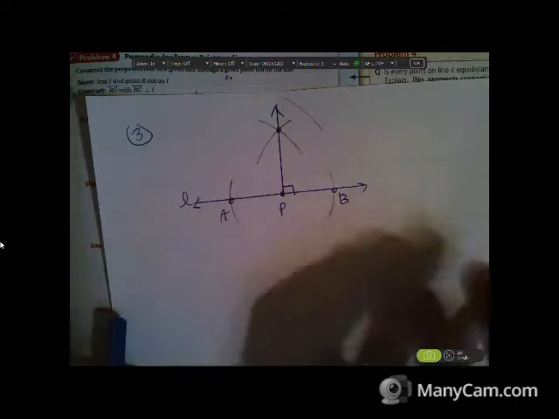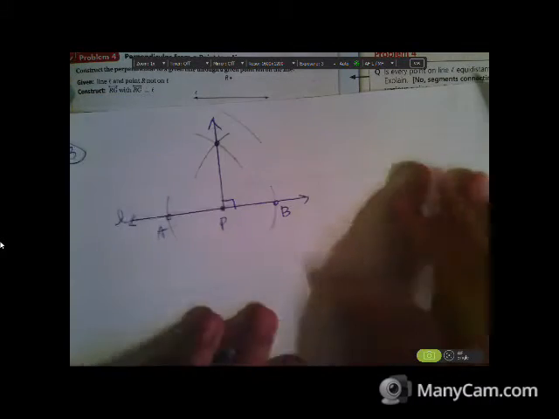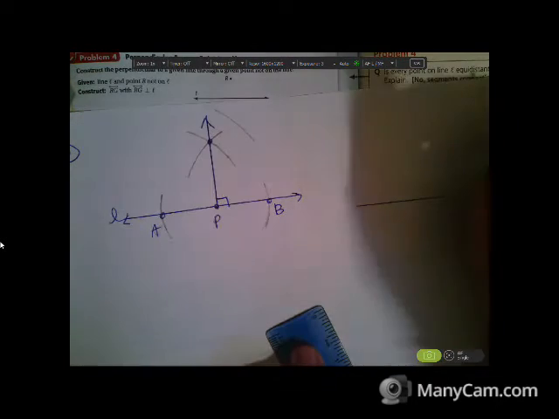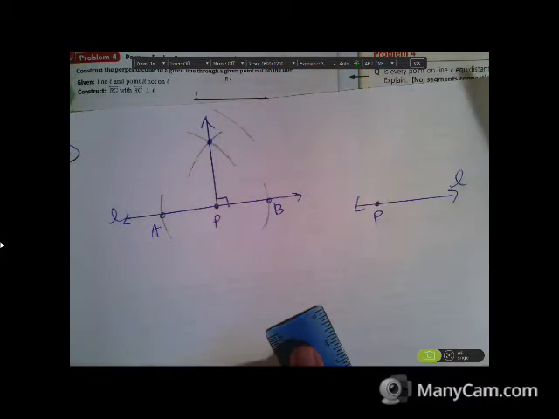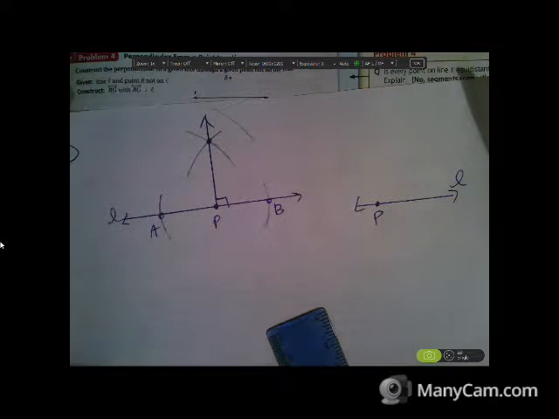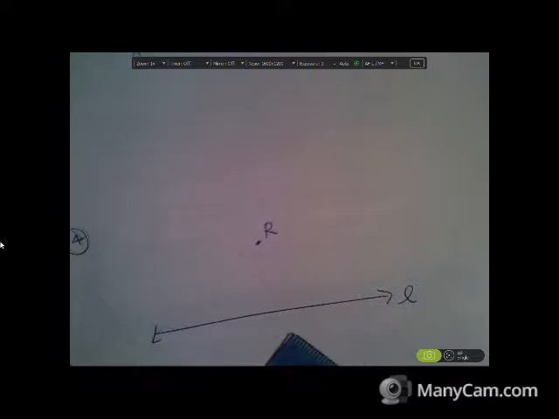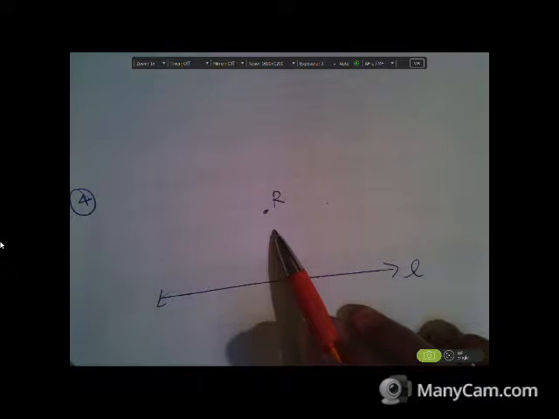So for the got it, why don't you construct a perpendicular line on L from point P. So remember, use the same process we did before. Alright, problem 4 is asking you to construct a perpendicular line from a given point that's not on the line.